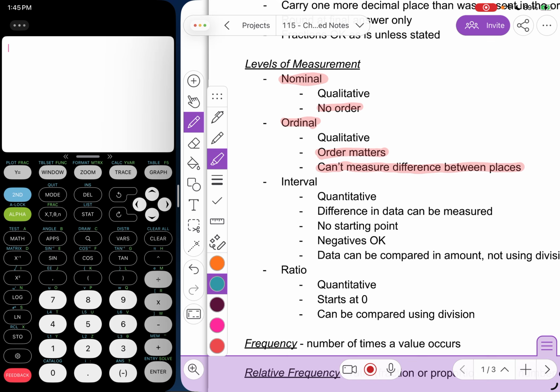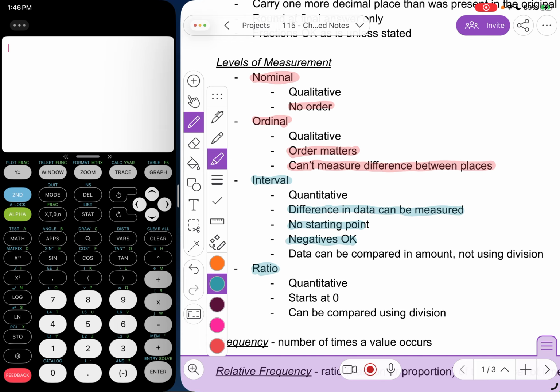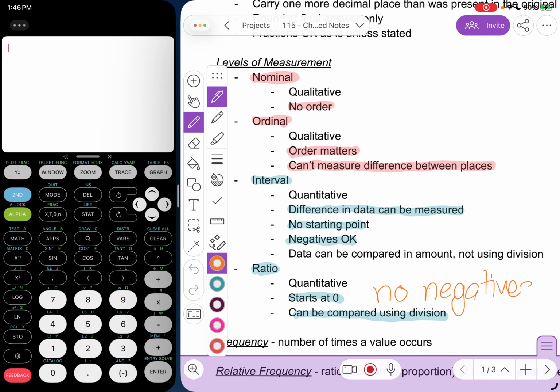Then we get into our numerical or our quantitative data. We have interval and ratio. Interval is where you can measure a difference. There's no starting point and negatives are okay. Data can be compared by amount. Ratio starts at 0 and can be compared using division. The biggest difference is ratio has no negatives.